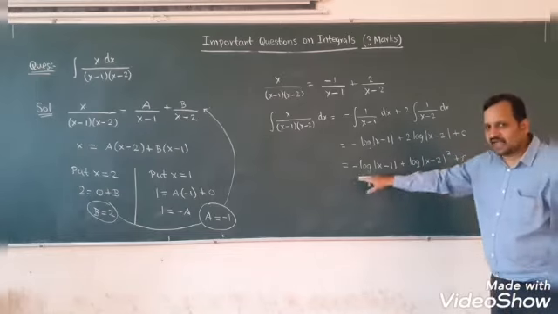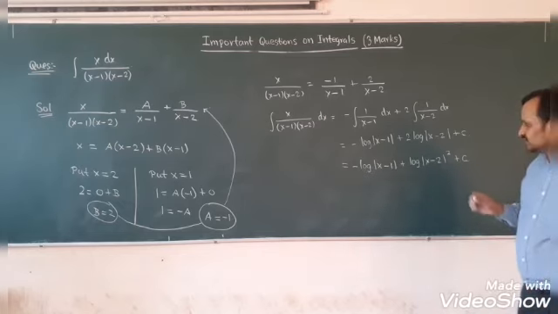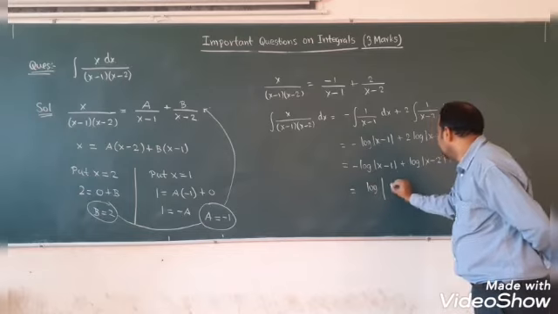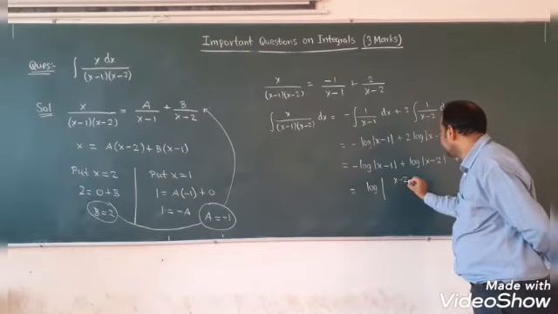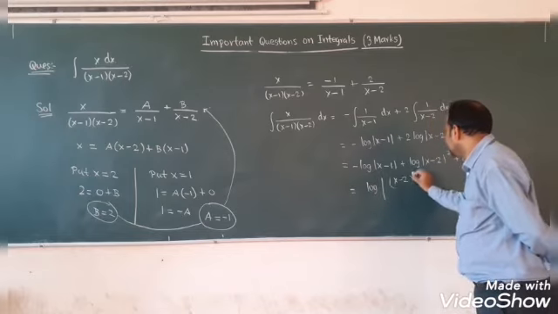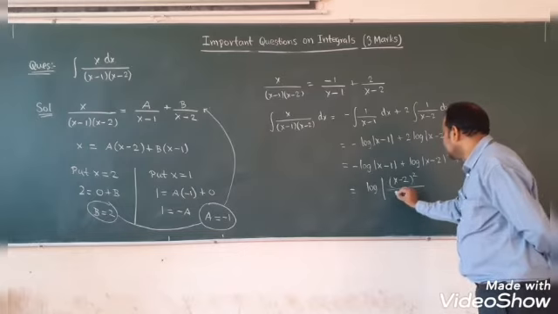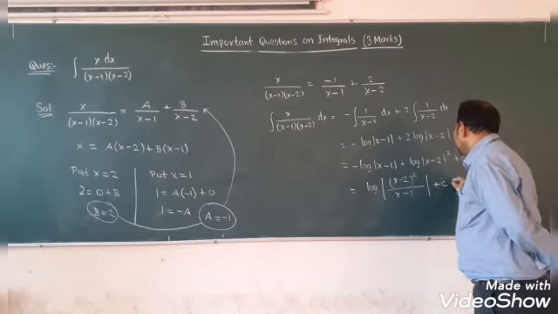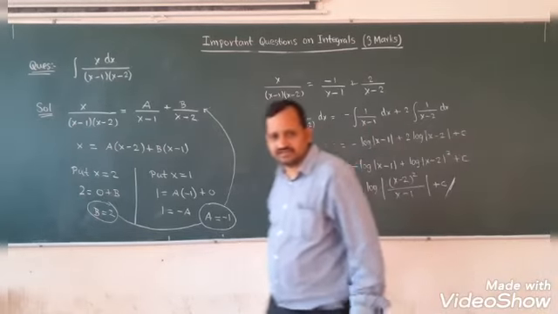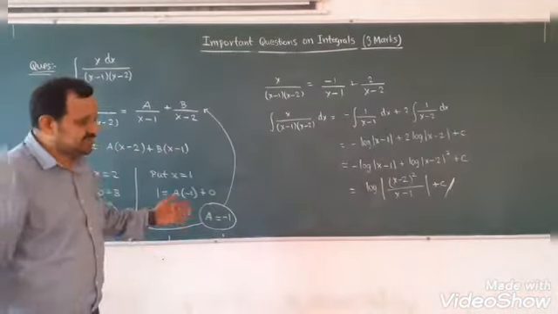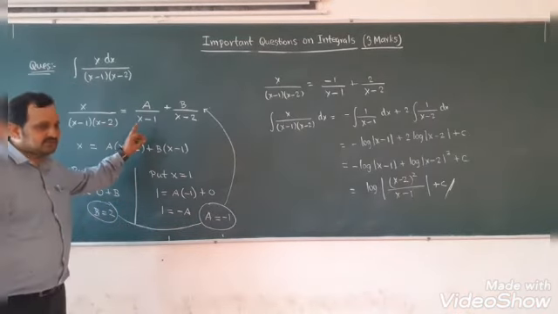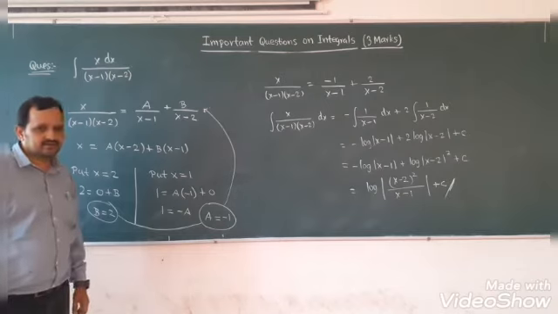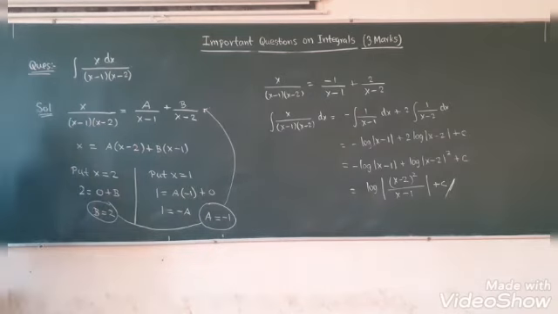Log a minus log b we can write as log a by b. So this we can say log of (x minus 2) square divided by (x minus 1) plus c. So this is the required answer. All these steps are the same only, we just have to apply partial fraction. I hope the steps are clear. Let us see one more question.